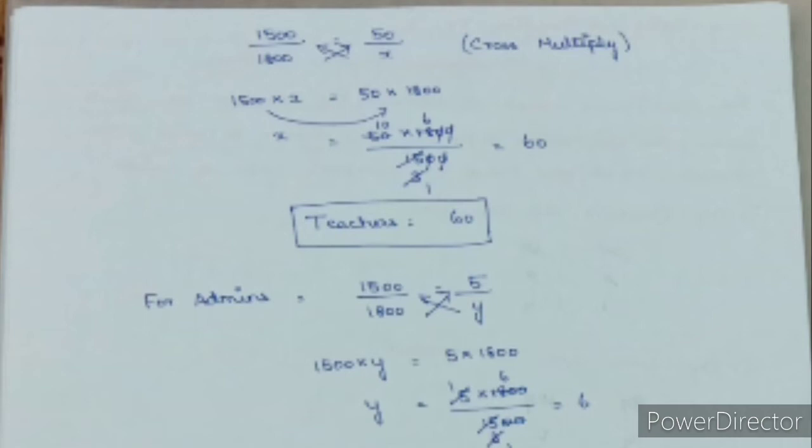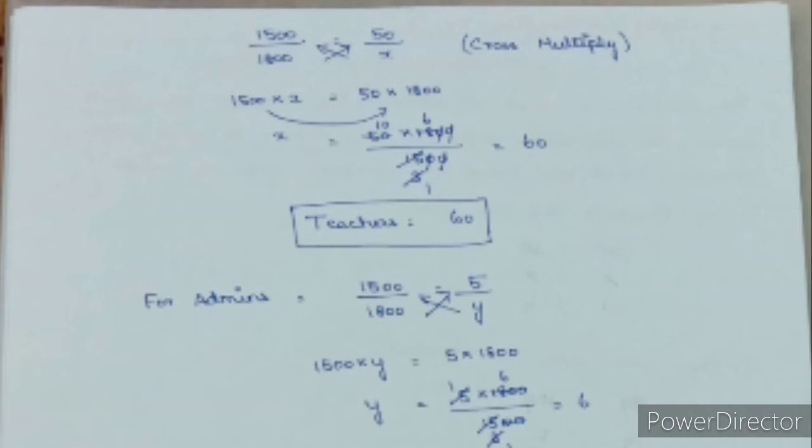Now we'll go with the administrators, which in short we'll take as admins. It's the same thing. 1500 students by 1800 students should be equal to 5 administrators by y. So we are taking the administrators as y. Here also what are we going to do? Same cross multiplication. When you cross multiply, what happens?